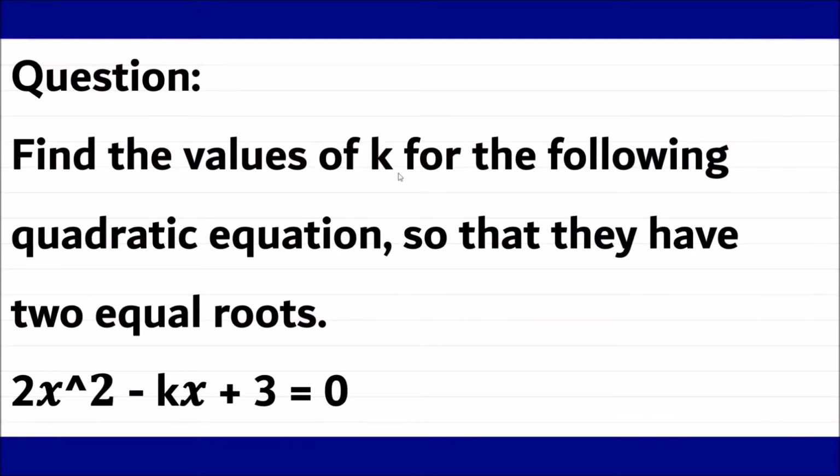Here the given question is: find the values of k for the following quadratic equation so that they have two equal roots, and the given equation is 2x² + kx + 3 = 0. So guys, what we got from this question is that we are going to find the value of k, and the only thing given in the question is that they have two equal roots. Now let us see how we are going to solve this question.